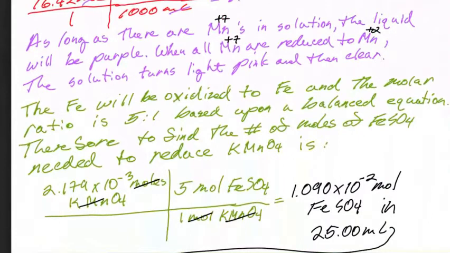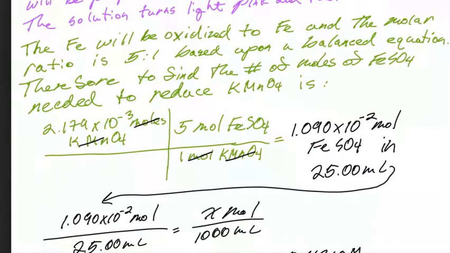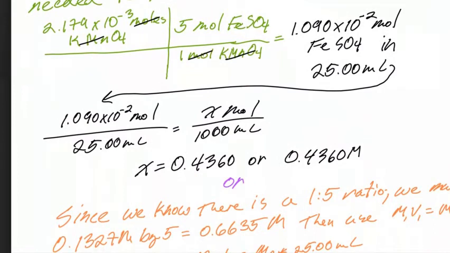One way of doing that, now that we know the number of moles of the potassium permanganate, is we use that 5-to-1 ratio, and we find that there needs to be 1.090 times 10 to the negative 2 moles of iron sulfate in that 25 milliliters. And if I'm trying to figure out concentrations, I need to put the number of moles over the volume of 25 and relate that to if I had 1,000. So by doing that, I get 0.436 big M.